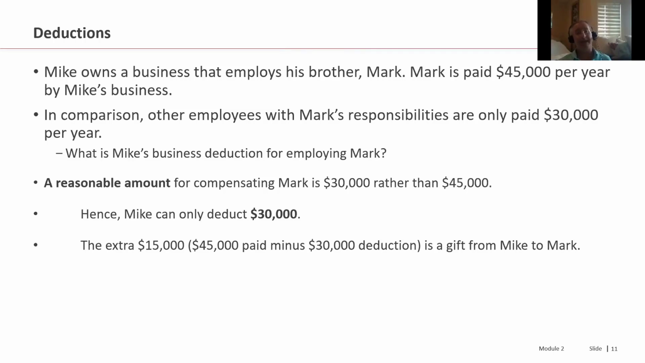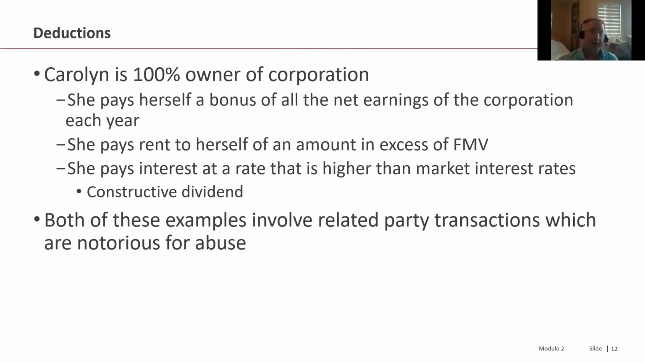Now, they could justify that extra $15,000. Oh, as it turns out, Mark's better than everyone else that does that job, right? Mark is more experienced, he's faster, whatever it might be. If it could be justified, then it's a reasonable amount. You just have to know that one of the things going on here is that Mark is Mike's brother. So it could be that the extra $15,000 is just a gift from Mike to Mark. Gifts are not deductible.